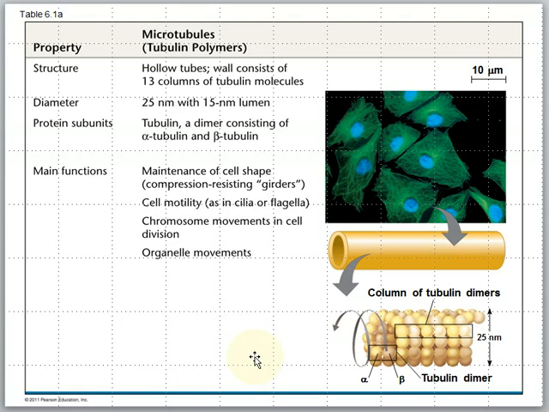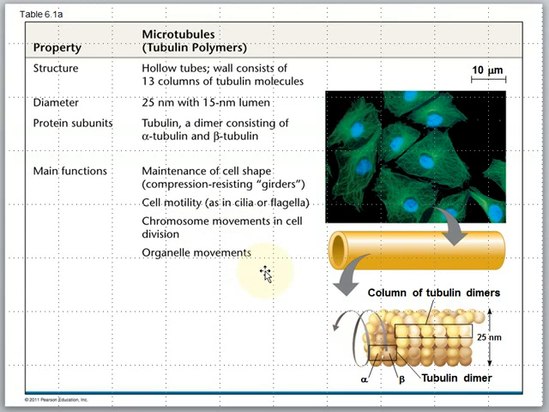Consider them like the steel girders of a building. They resist compression, so they keep the cell from getting squashed out of the shape it needs to be in. They're also very important for motion in the cell. We're going to talk about how microtubules make up either the flagella, which is like the little tail that you sometimes see on a cell, or they are also involved in creating the cilia. The cilia are like the little hairs that allow for motion of certain microscopic creatures or cells. They're also involved in moving chromosomes around when cells begin to divide, and they also can move organelles around throughout the cell.